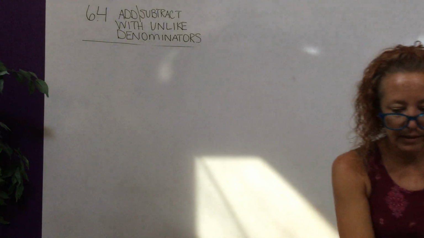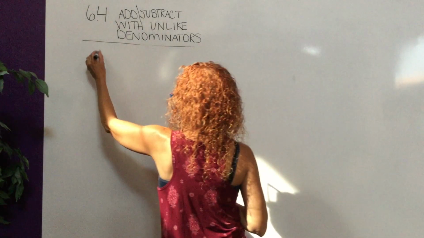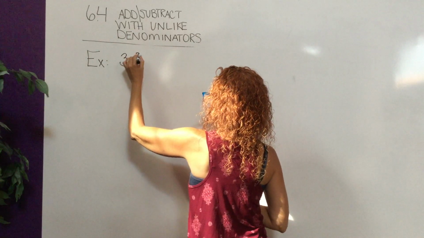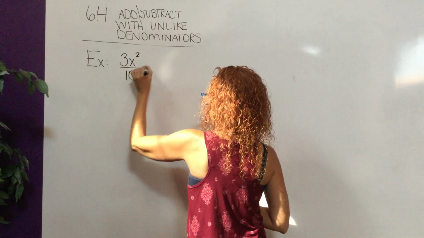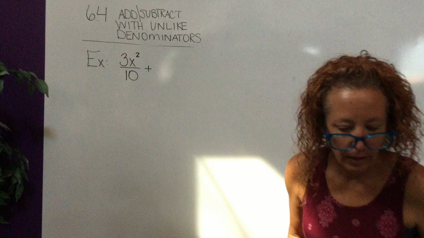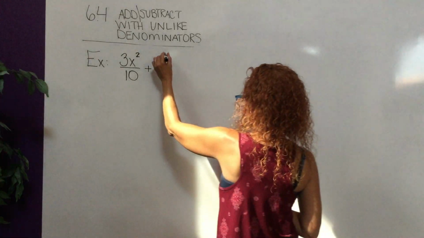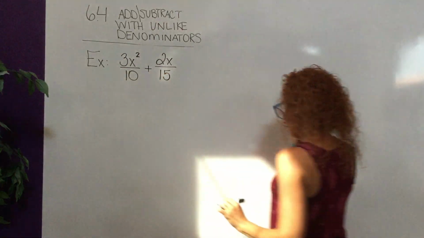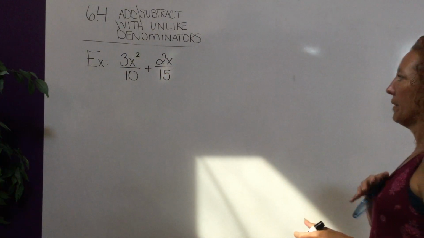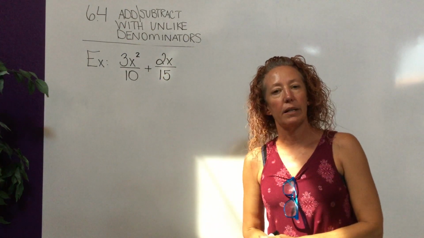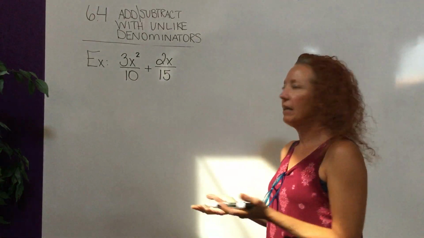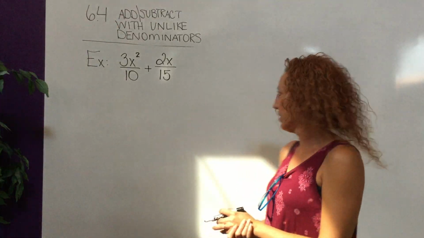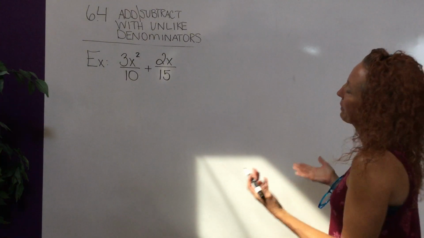Our second example is 3x squared over 10 plus 2x over 15. When we try to find our common denominator, you might know what it is right away. It's going to be 60 because you might just have a really good sense of your multiplication facts, and you just might see it.